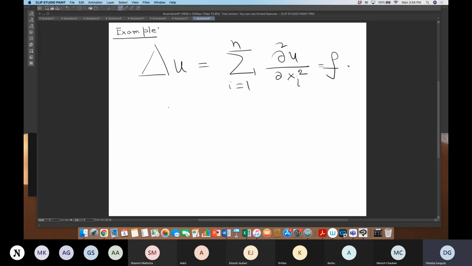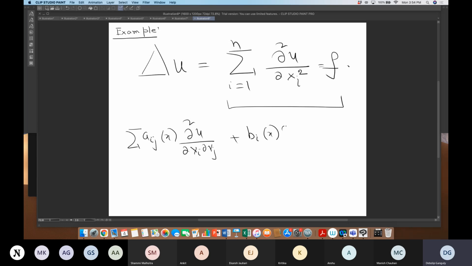Now you tell me. So this is the equation. We said that a second order elliptic equation is of the form a_ij(x) ∂²u/∂x_i∂x_j plus b_i(x) ∂u/∂x_i plus c(x)u equal to f, with i, j equal to 1 to n. Now you just try to find a similarity with the Laplace equation. So you tell me, what is b_i in the Laplace equation? What is b_i in the Laplace equation? 0. Excellent. This is b_i(x) is 0 for all i equal to 1 to n.